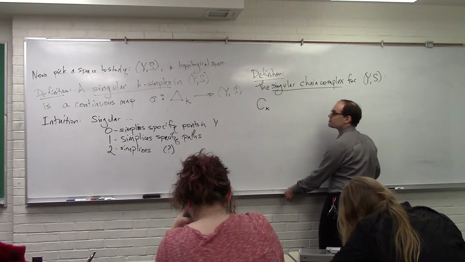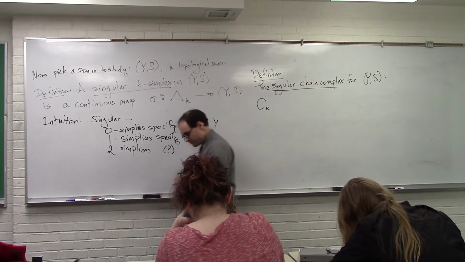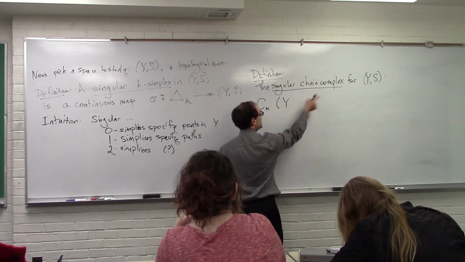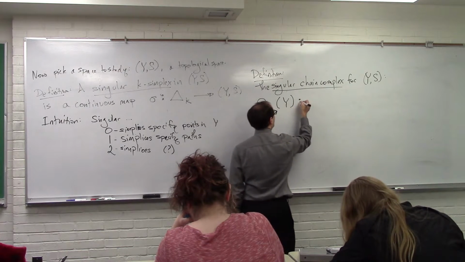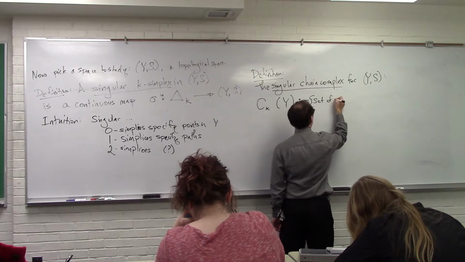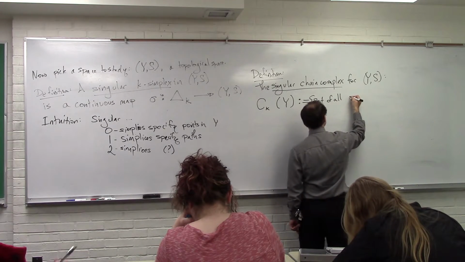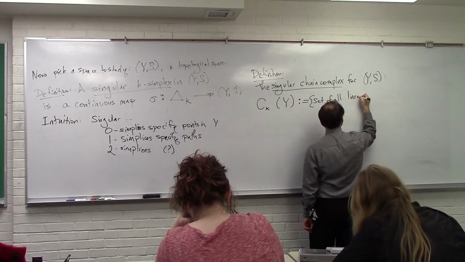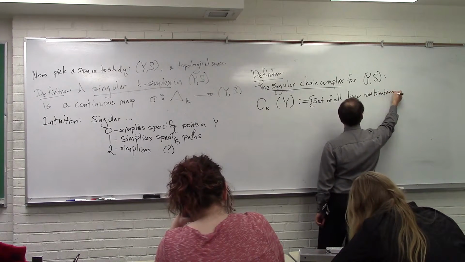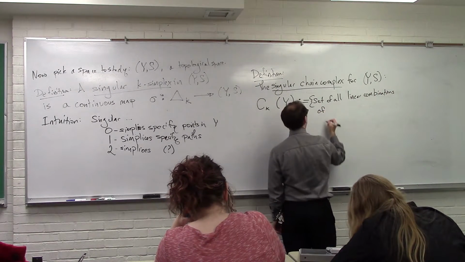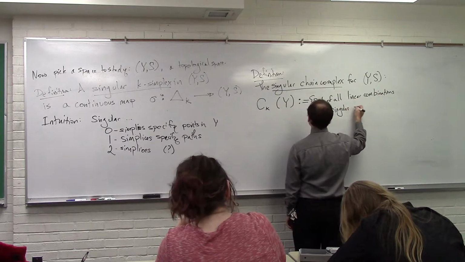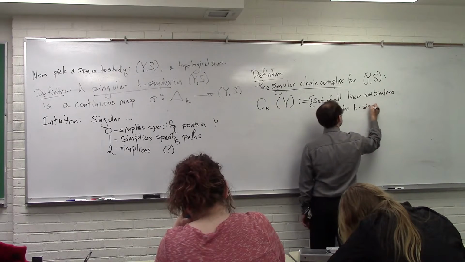I need to specify some chain spaces and some boundary maps, as you might suspect. I'll suppress the S for a moment and just say C_k of Y. This is the set of all linear combinations of singular k-simplices.